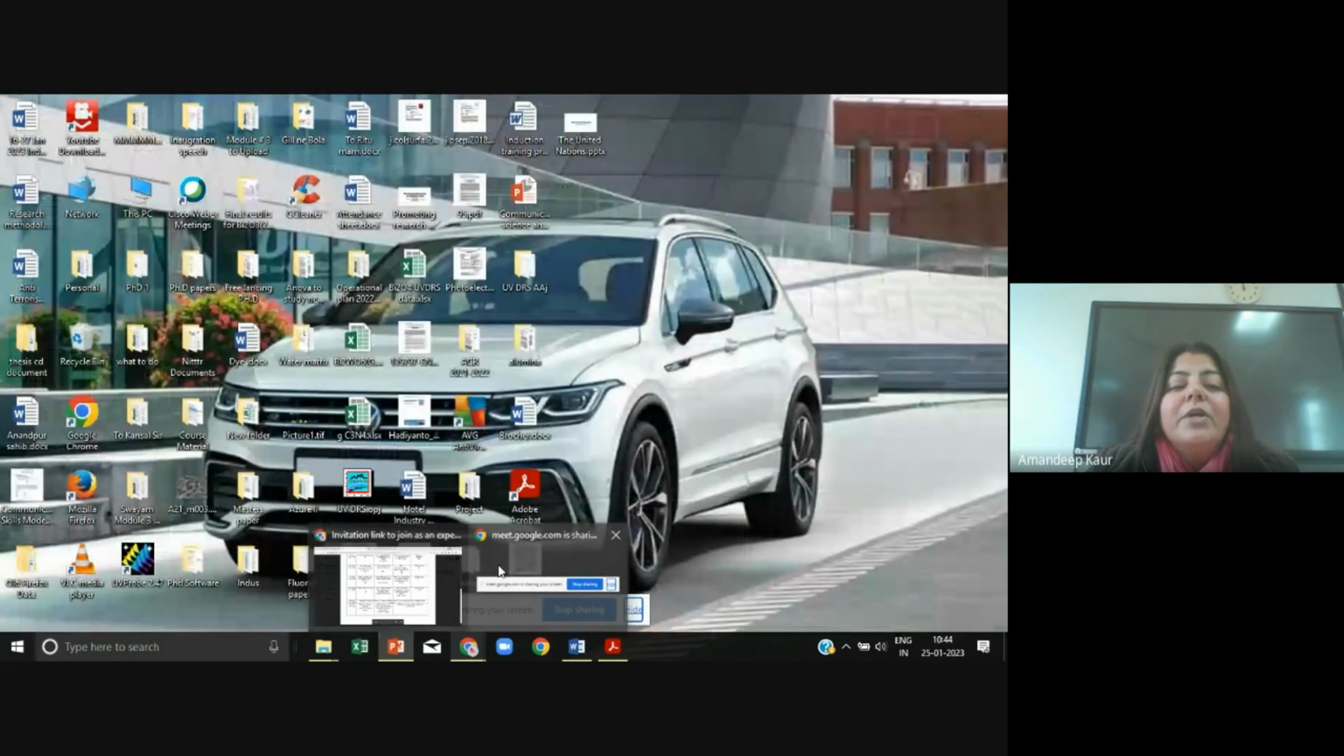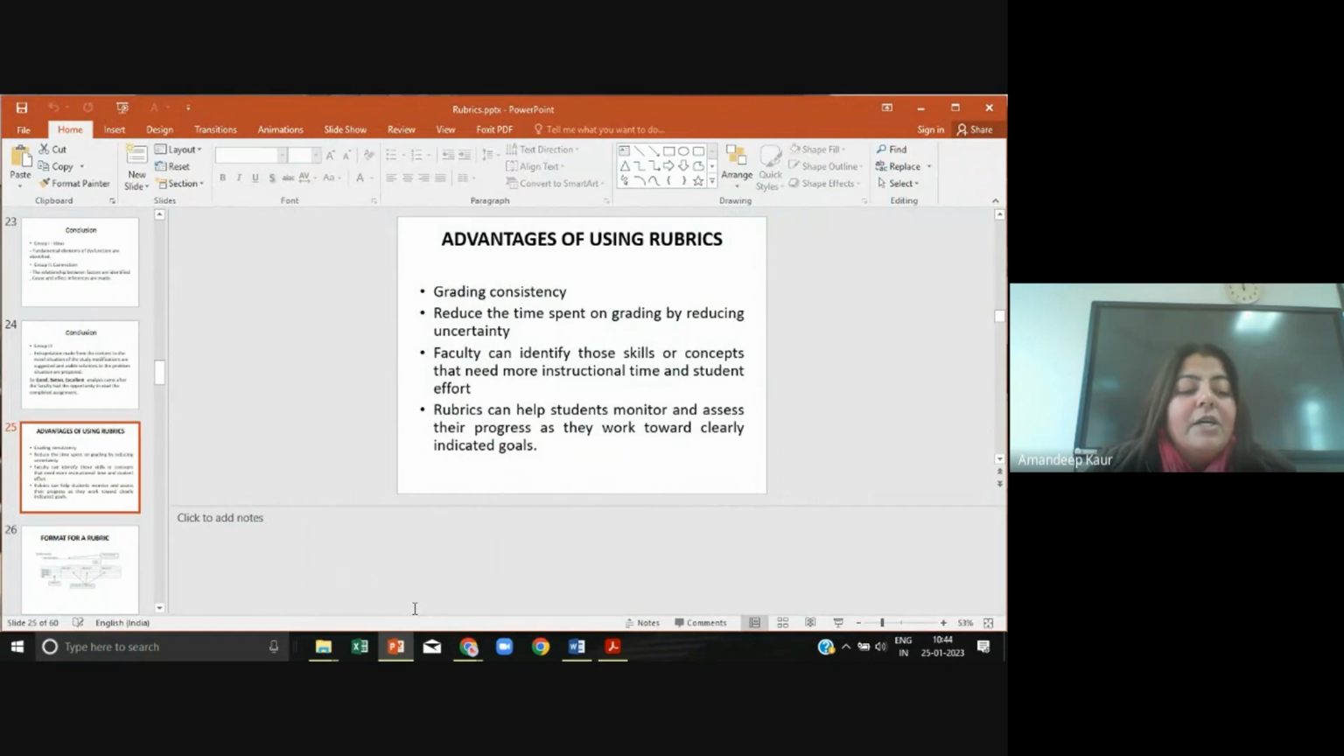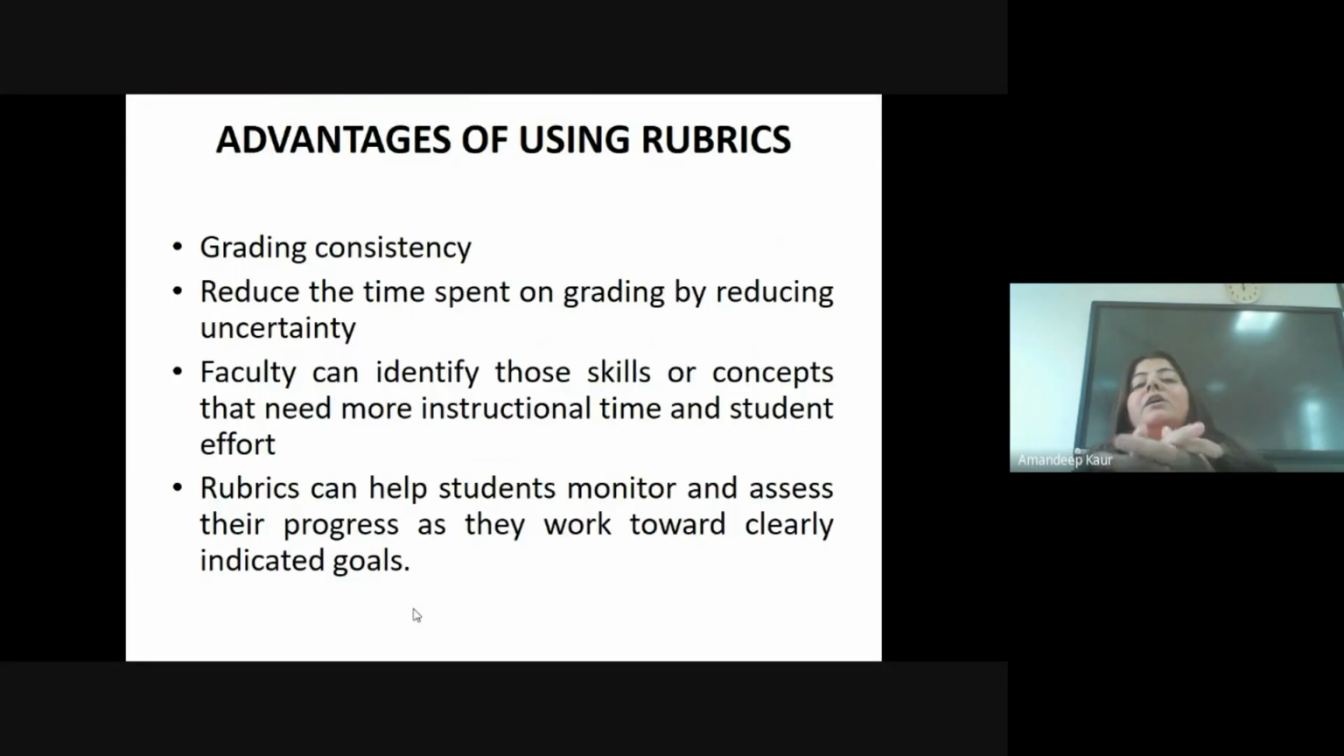So when it comes to grading consistency, it means that whatever the performance shown by the student, the teacher is going to evaluate the performance of the student based on the standard criteria designed at departmental level. So whatever the faculty is evaluating or assessing, the faculty members are using that as a standard tool. So it provides grading consistency.